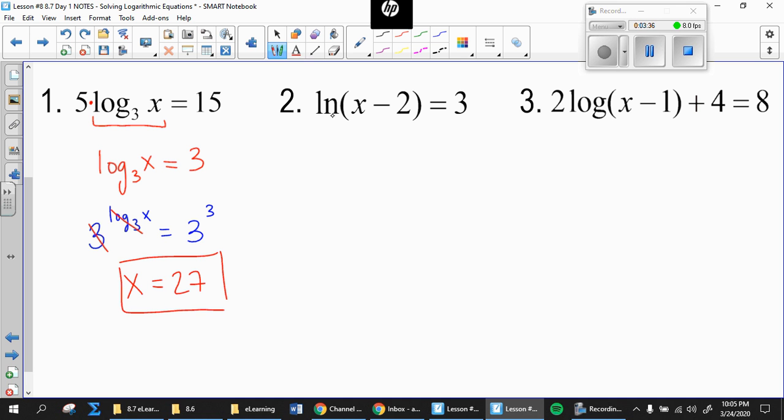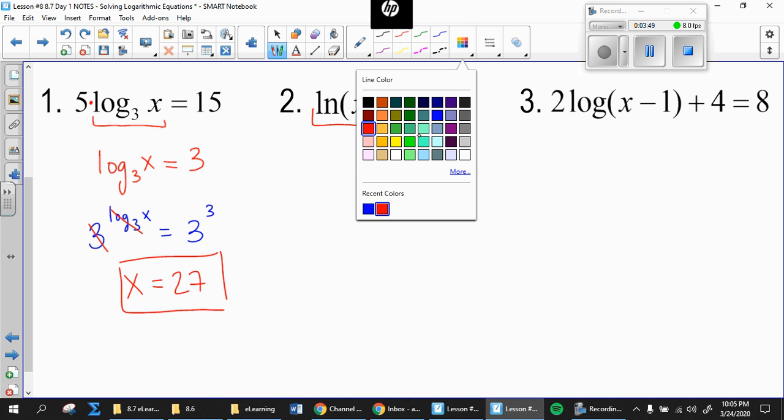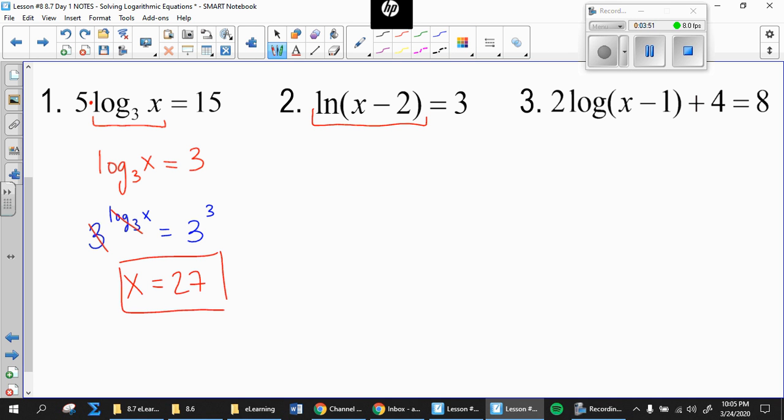Okay, second one here. This entire thing is my log. So on this one, there's nothing to isolate. The natural log is already isolated. And so we're just going to take both sides and exponentiate. Remember, this has base e here, so I'm going to use my exponential with base e. So e to the natural log of x minus 2 equals e to the third power. Remember, it's not 3 to the e power. Whatever base I put here has to be my base over here.